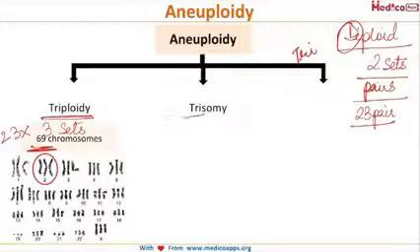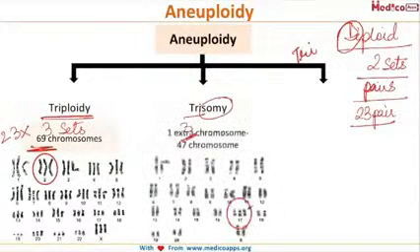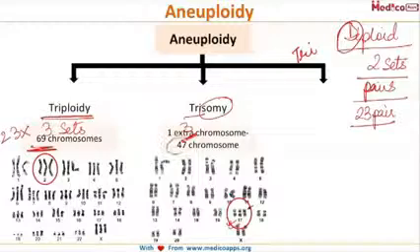Trisomy, we have 3, but what? Somy means single body. A single chromosome will be 3 in number. Instead of being in pair, it will be 3 in number. And as you can see in this example, chromosome number 17, instead of being in pair, there are 3 chromosome number 17s. So the total number of chromosomes here will be 47. It will increase by 1.